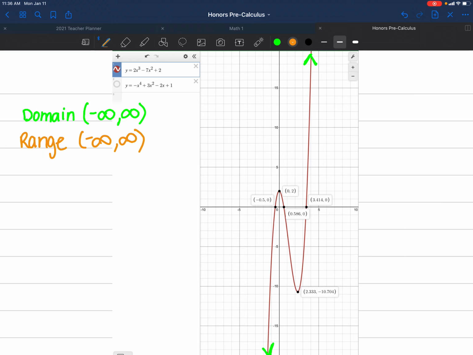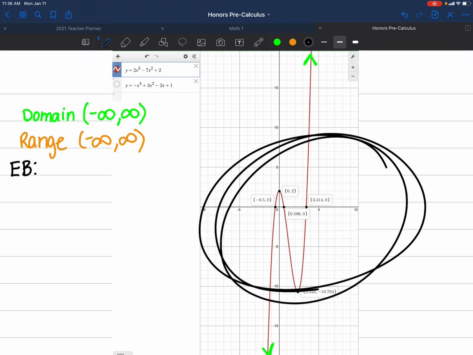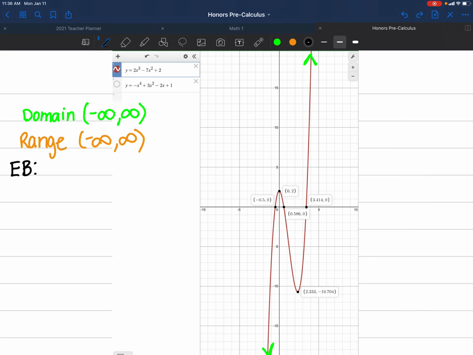Now let's talk about the end behavior. So we have to do two ends. I don't care about what's happening in the middle in here. That is not what I'm focused on. What I am focused on are my ends in the graph. So I have an end here, and I have an end here. So let's start with this left side.